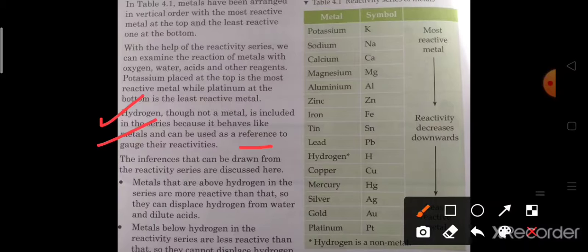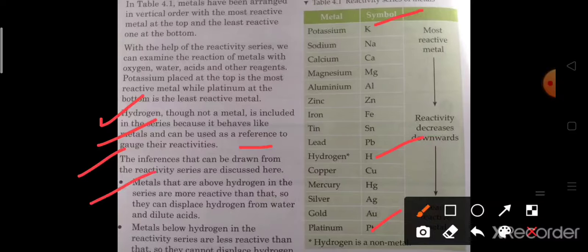Because hydrogen is behaving like a metal but it is not a metal, that is why it is included in this reactivity series. The topmost position is of potassium, which is the most reactive, and the bottommost position is of platinum, which is the least reactive. The inferences that can be drawn from the reactivity series are discussed here.